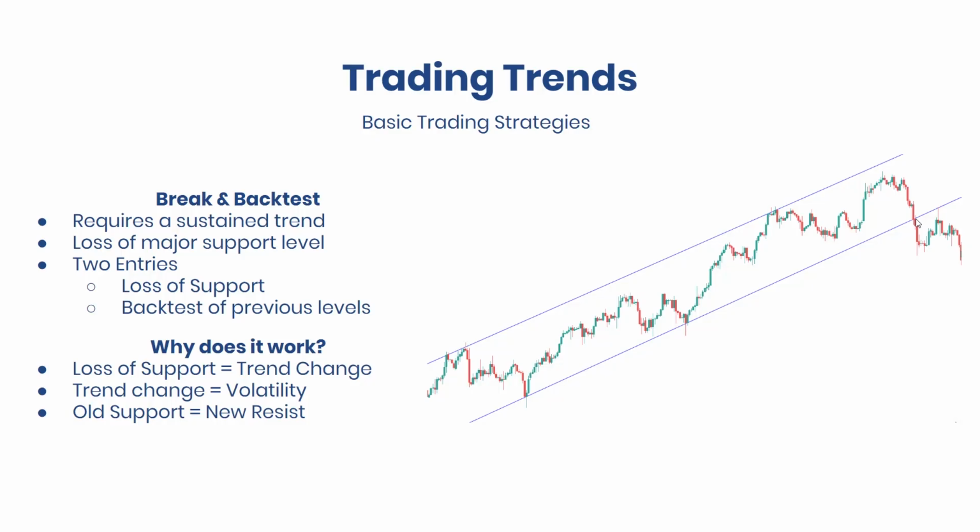Your second entry is a back test of the previous level, and that is where the break and back test comes into play. Often when you break a trend line or any sort of pattern, really, if you have a defined area of support and resistance, you will see the price action dip below that. You'll see the market hesitate and want to come up and reconfirm that former support, in this case, as a new resistance line. At that point is your second conservative entry.